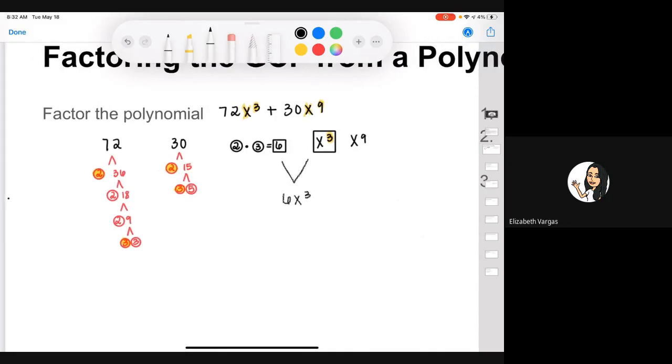Questions about how to find the factors of 72 and 30, or how to find the greatest common factor of those x's? All right.